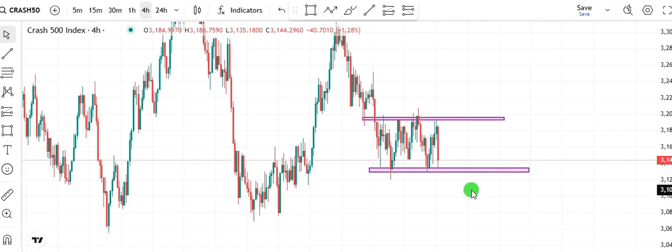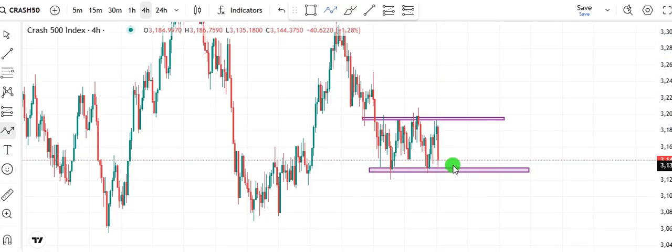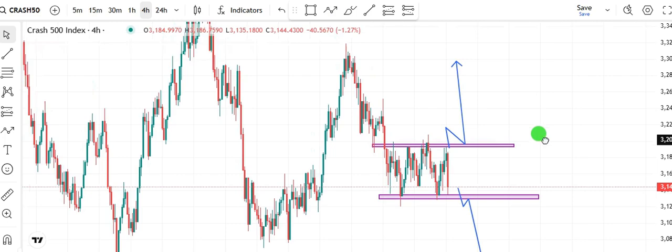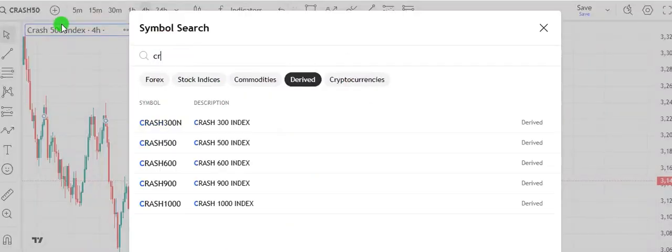Yeah, I think I'll be staying out of this until either this gets broken and retests this, then think of going long, or this gets broken and tests this, I think of going short. So this is what I'm looking at on Crash 500. So let's go to Crash 1000.